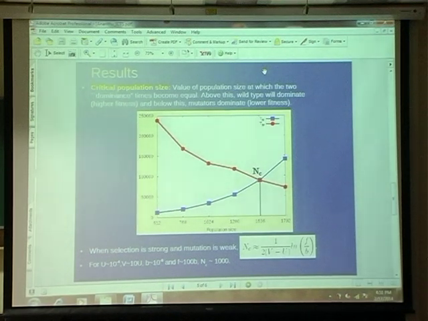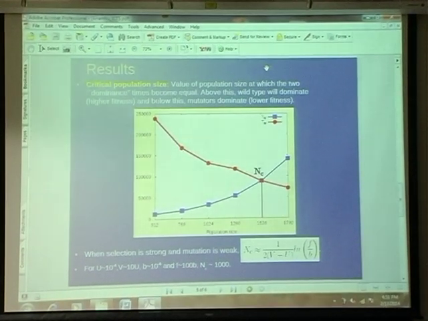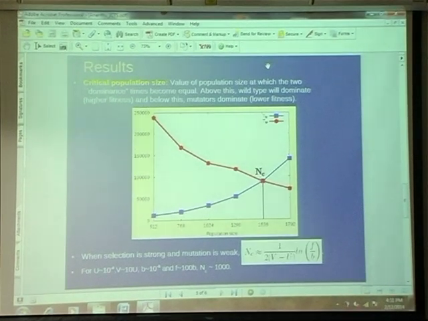Below it the population will have lower fitness, and above it wild type dominates and the population will have higher fitness. I have obtained a formula for this value of Nc in the strong selection weak mutation regime in terms of the parameters. For reasonable values of these parameters, in the case of an E. coli population, the critical value of population size is found to be of the order of 1000.